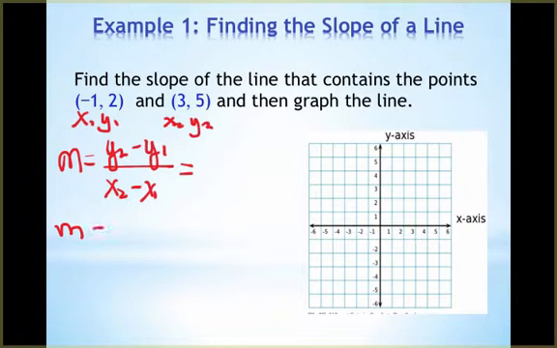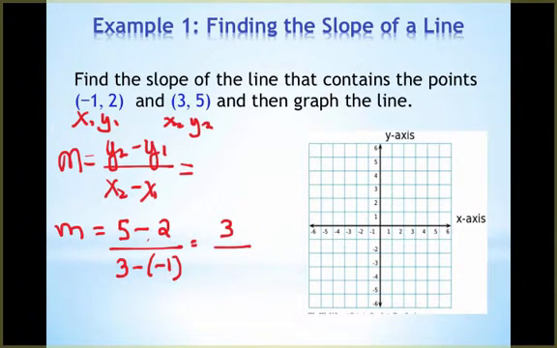So to get my slope, I'm going to take my y2 value, which is 5, minus my y1 value, which is 2, and divide that by my x2, which is 3, minus my x1, which is -1. So 5 minus 2 is 3, and 3 minus -1 is 4. So then we say that my slope is 3/4. Now we'll look at this graphically by plotting our 2 points, -1, 2, and 3, 5.